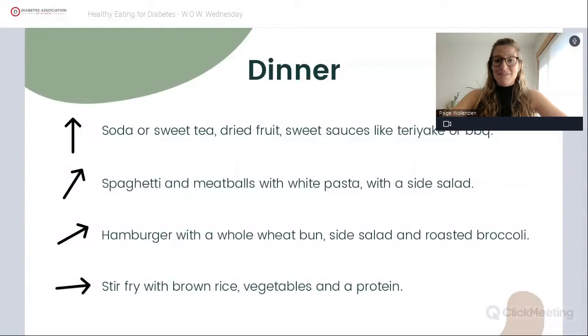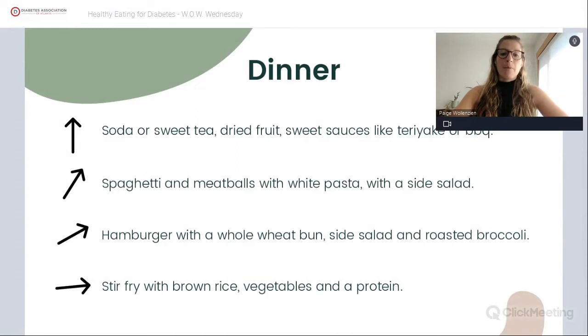For dinners, if you're having soda or sweet tea, dried fruit, or sweet sauces like barbecue, teriyaki, and sometimes even marinara sauces, which can have some added sugar, these can cause a rapid rise in our blood sugars. More of a moderate rise would be something like spaghetti and meatballs made with white pasta and then having a side salad.